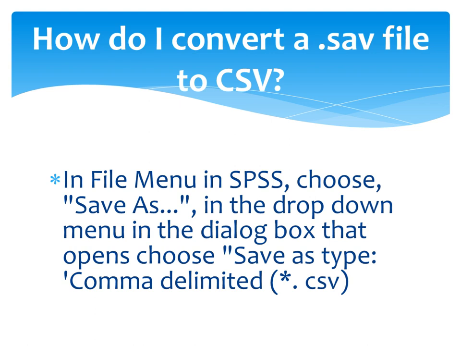Next, how do I convert a .sav file to CSV? In the File menu in SPSS, choose Save As. In the drop-down menu in the dialog box that opens, choose Save as type, comma delimited.